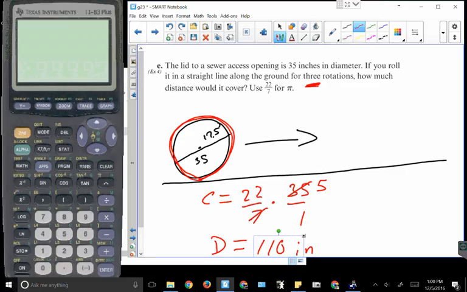So depending upon the situation, it kind of dictates which variable or value you use for pi. So I'm going to let you guys get to work on the assignment. Do it at the end of class.